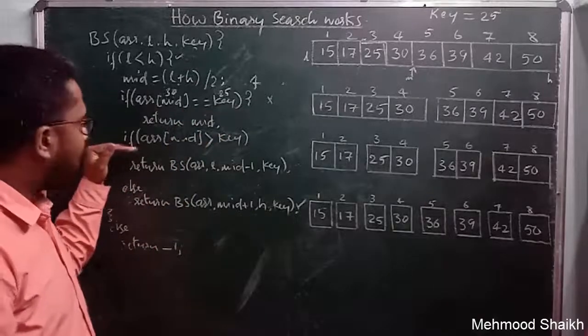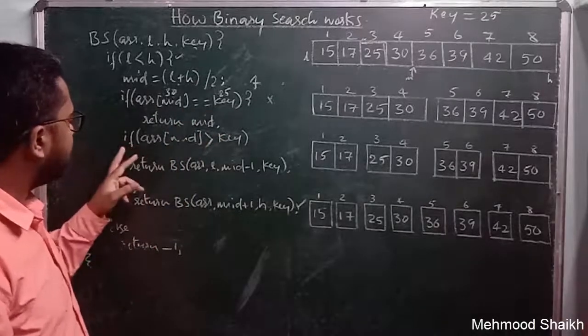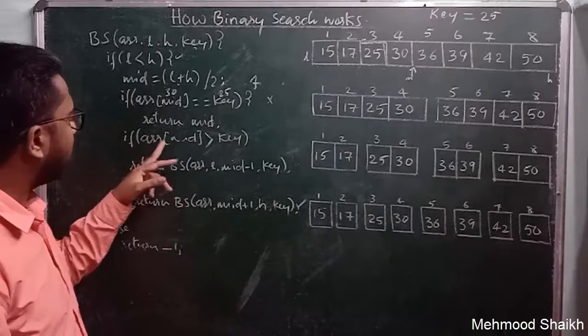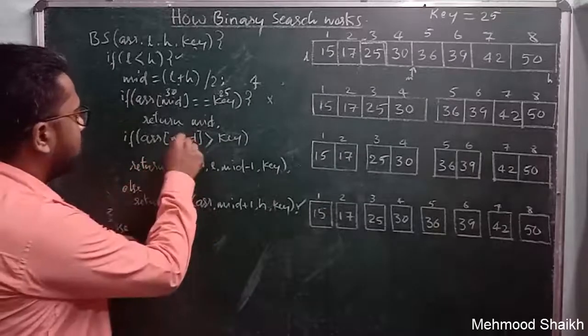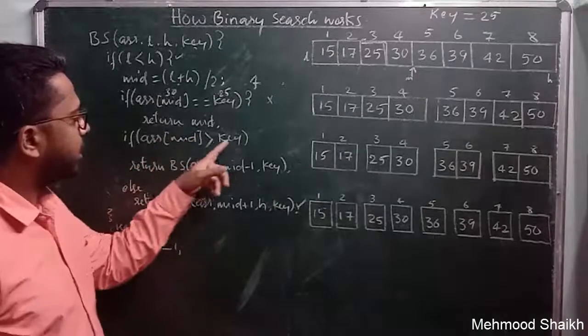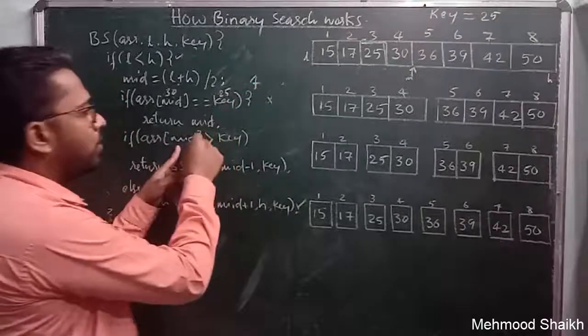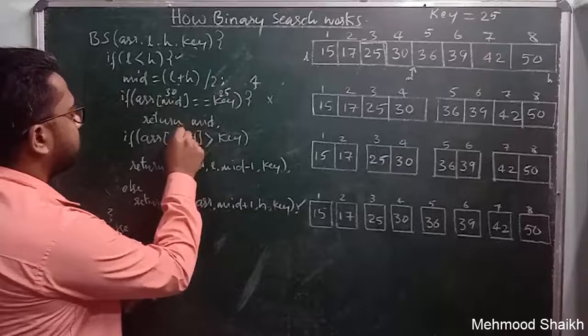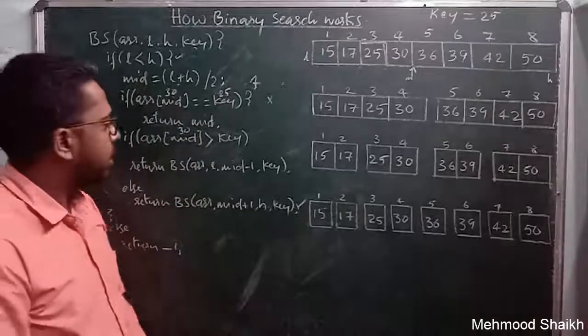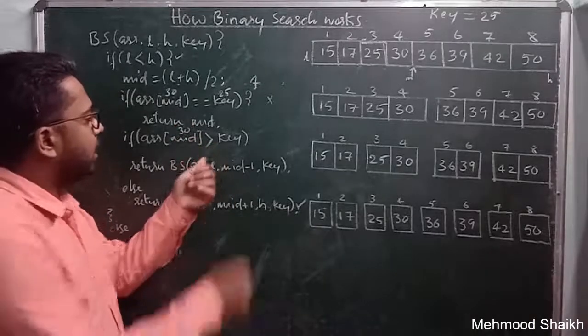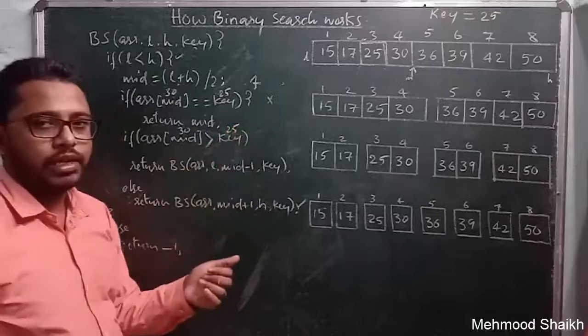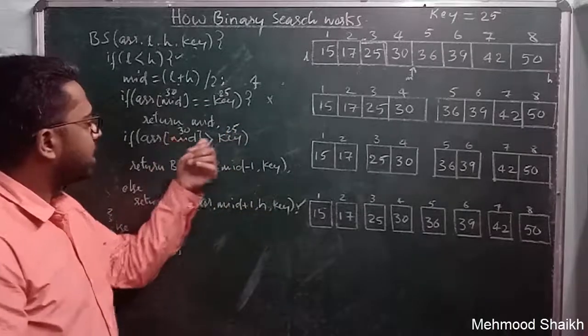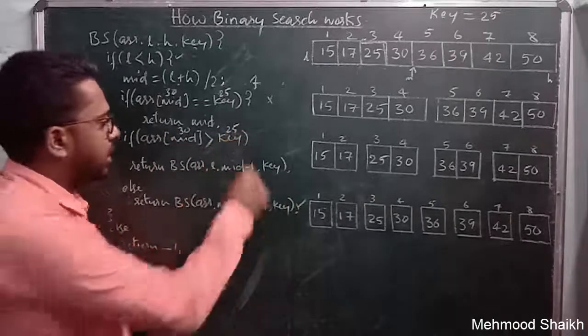Now I have another if condition, and in that if condition, what I am checking is whether array of mid is greater than key. So mid is 4 and array of 4 is 30, and 30 is greater than key. Key is 25. So is 30 greater than 25? Yes, 30 is greater than 25.